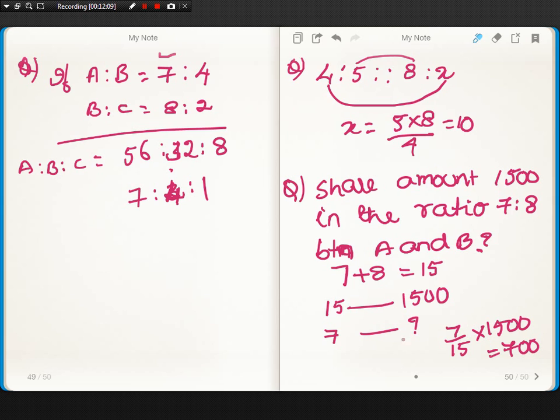Okay, the A share is 700, then B share can be taken as 1500 minus 700, which is equivalent to 800. Simple question: we want to distribute 1500 rupees in the ratio 7 is to 8 between A and B. A is getting 700 and B is going to get how much? 800. A's share is 700, B's share is 800 in total. It is a simple question.